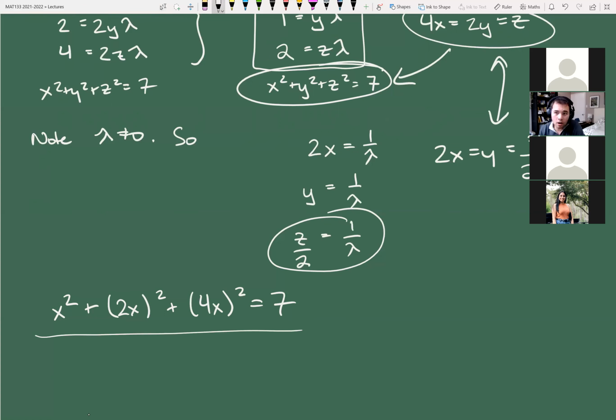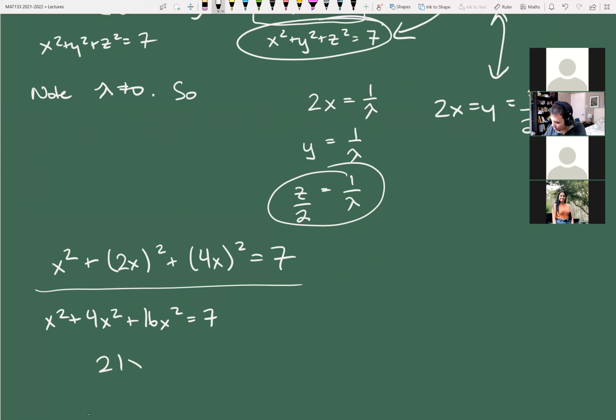So once we do that, we get this. And the reason why we might want something like that is now there's only one variable, right? This equation only has a single variable in it. So we're probably going to be able to solve it. So let's expand this out. We're going to get x squared plus 4x squared plus 16x squared equals 7. If we add all that up, we're going to get 21x squared is equal to 7.